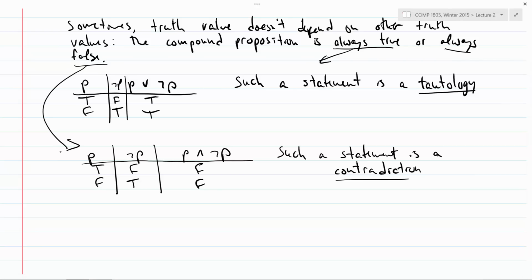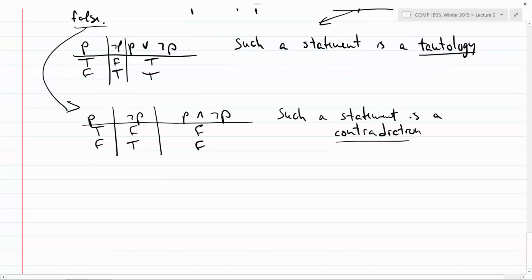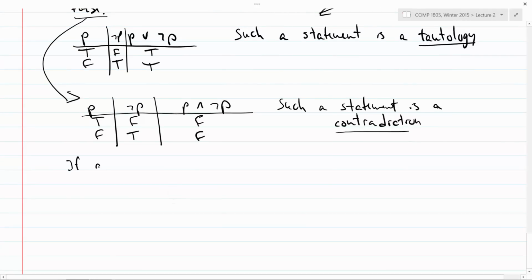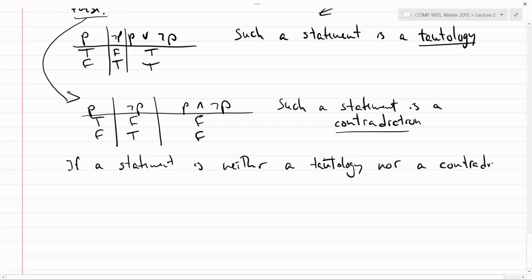Of course, there's lots of other different types of propositions. There's types where sometimes it's true, sometimes it's false. Those are the other two examples we saw. If a statement isn't a tautology and it's not a contradiction, then truth values do alter the outcome, and we say it's a contingency. So if a statement is neither a tautology nor a contradiction, then it is a contingency.